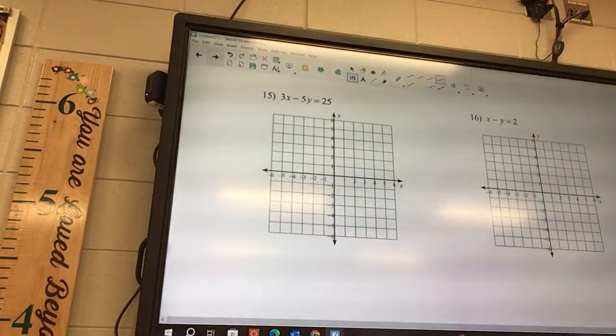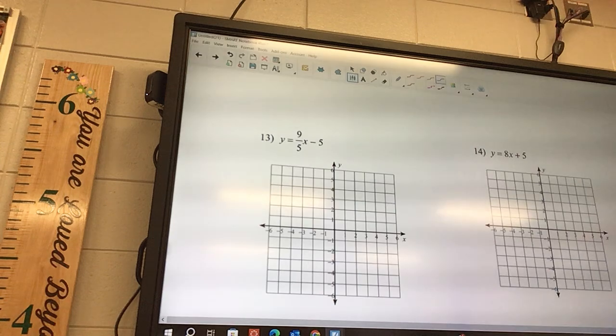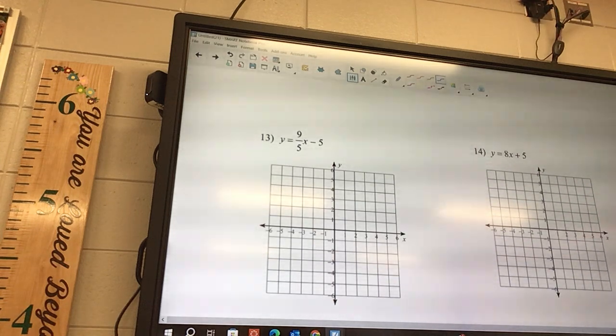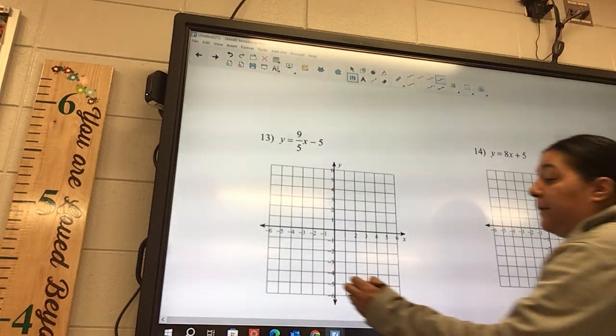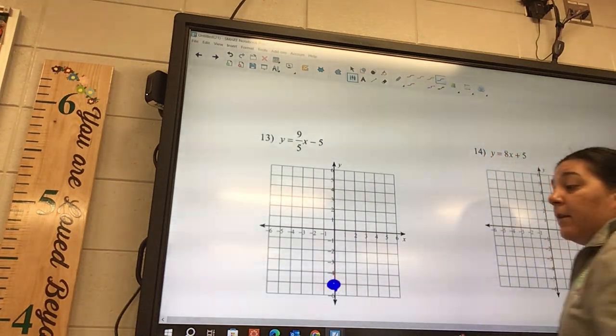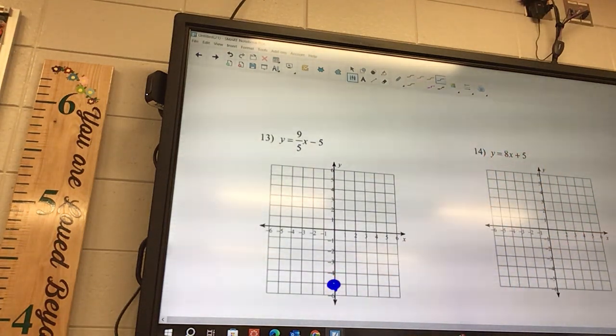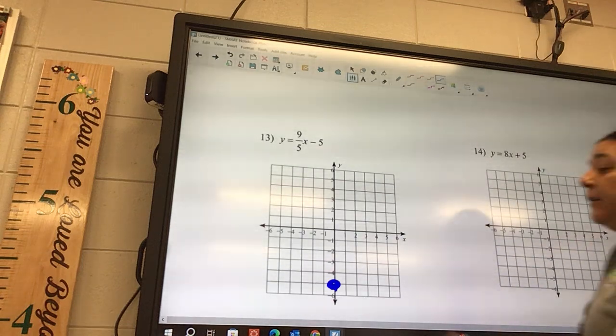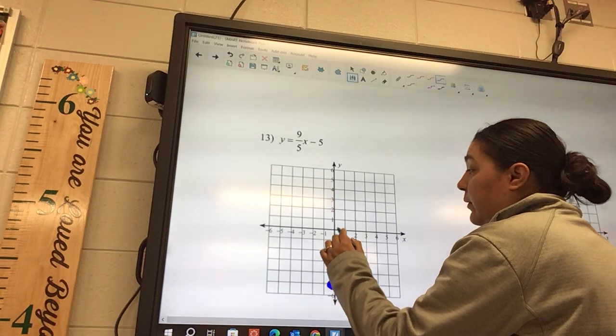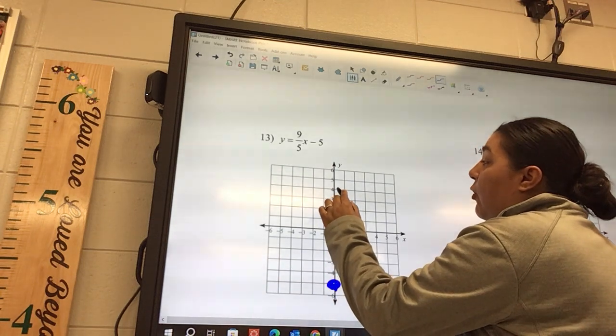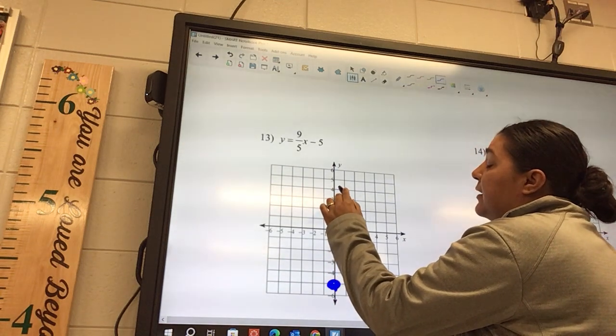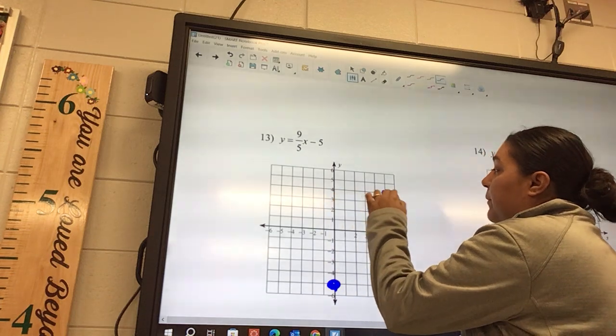Okay, look at 13. Where does my graph start at? -5. So we're going to go to the y line and find the -5. And what is my slope? 9 over 5. So I'm going to go up 9. 1, 2, 3, 4, 5, 6, 7, 8, 9. Over 5, which way? I need a positive line. To the right.